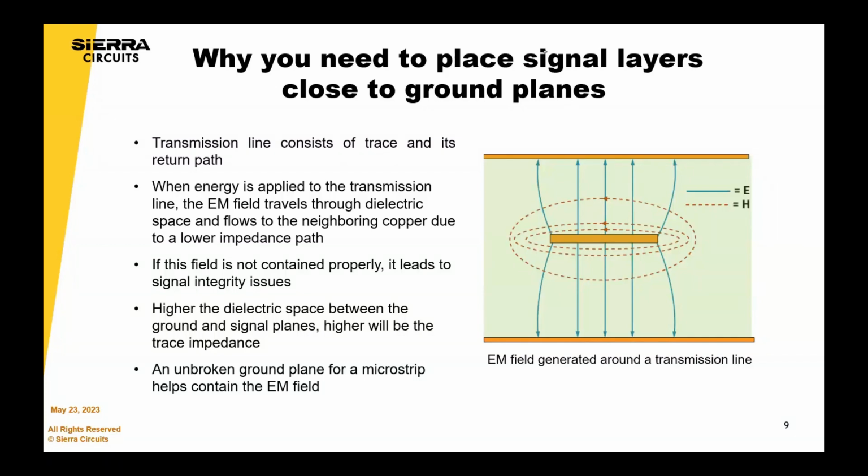So just as a quick bread and butter, a transmission line consists of a trace and its return path, and the image shows a stripline configuration of a transmission line with ground layers on top and bottom. When the energy is applied to the transmission line, the EM field travels through the dielectric space and flows to the neighboring copper if there's a low impedance path. So if this field is not regulated, it leads to signal integrity issues. So have less dielectric spacing between the ground and signal planes to reduce the impedance of your signal path, and an unbroken ground plane per microstrip helps contain the EM field.